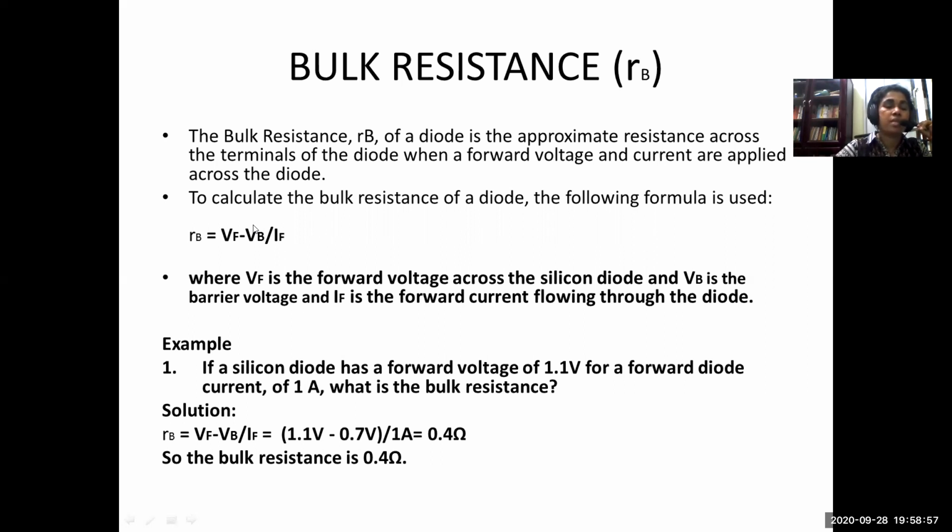Only the remaining voltage will be able to make some current flow through the diode. So the whole term VF minus VB is actually the net voltage available in that circuit to make some current, divided by IF. IF is the forward current flowing through the circuit. It is a very simple equation. You just need to know how much is the forward voltage and how much is the forward current, IF, which you can obtain from the forward characteristics of the diode.